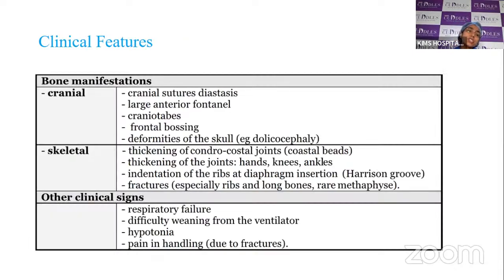Bone manifestations: cranially, they have cranial suture diastasis, large anterior fontanelle, craniotabes, frontal bossing, and deformities of the skull. In the skeletal system, thickening of the costochondral junctions, thickening of the joints such as hands, knees, wrist, and ankles, indentation of the ribs at the diaphragmatic insertion, which is known as Harrison groove, and another thing is fractures, especially of the limbs and long bones, rarely the metaphysis. Other clinical features are respiratory failure, difficulty weaning off from the ventilator, hypotonia, and pain while handling due to fractures.